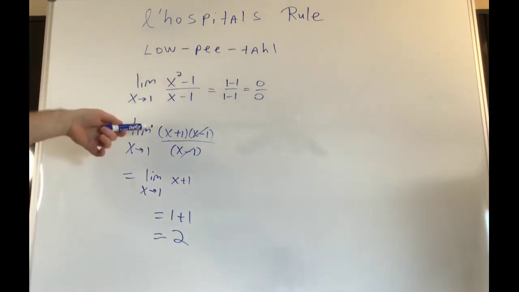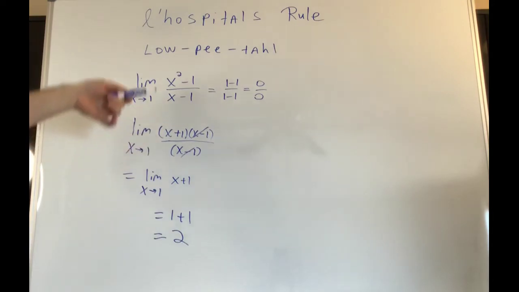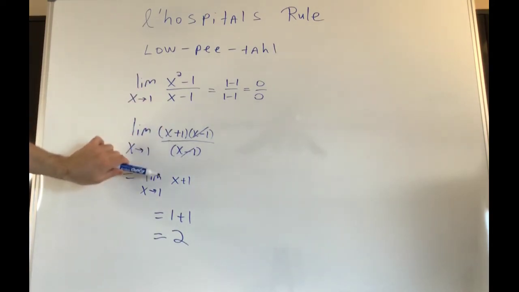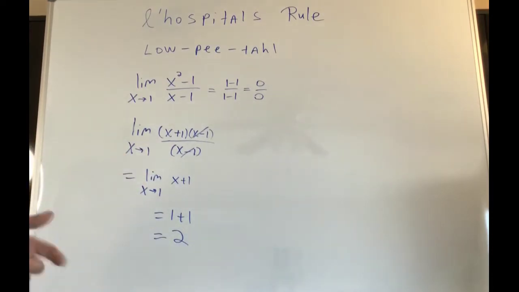So what you had to do is factor the top. You can't factor the bottom. So you factored the top, and you crossed out the guy that was screwing you up, which was the x minus 1. Then you plugged in, and you got 2. No problem.